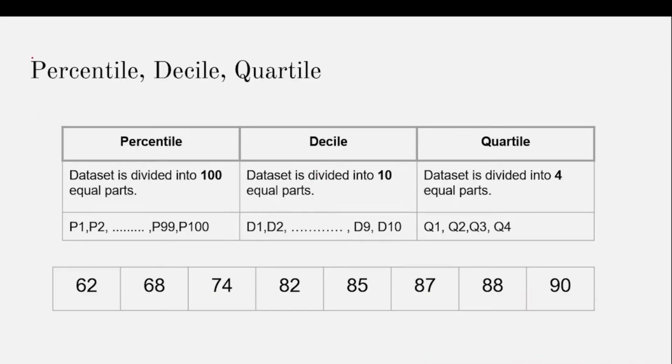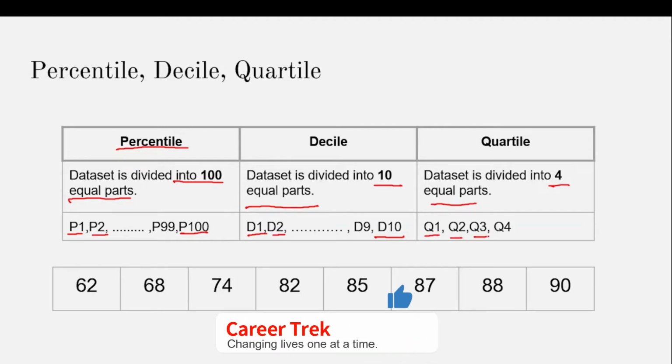Moving ahead, percentile, decile, and quartile are the terms that we frequently use in statistics. When we divide a data set into 100 equal parts, we get the percentile. We represent each percentile as P1, P2 up to P100. Similarly, when we divide a data set into 10 equal parts, we get deciles as D1, D2 up to D10. Similarly, when we divide a data set into 4 equal parts, we get the quartiles Q1, Q2, Q3 and Q4.